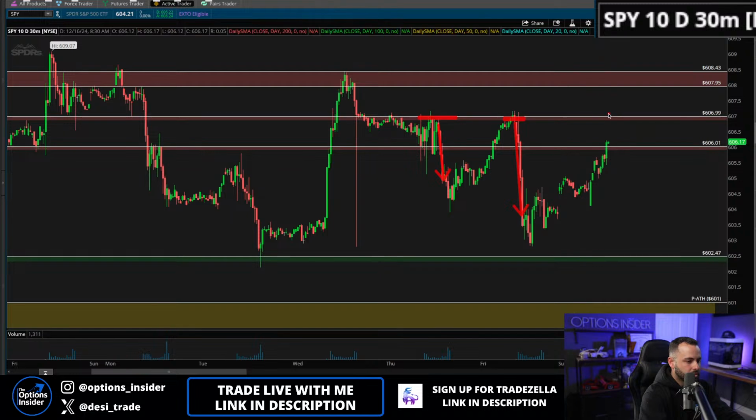Bam, bam. We need to get over that today. If we see another failure at 607, this is going to fail again, probably aggressively too, right? Because guess what, guys? The problem here is everything from this point, 604, is a gap up. This is all gap up right here from 604 to where we are now. It's pure gap up.